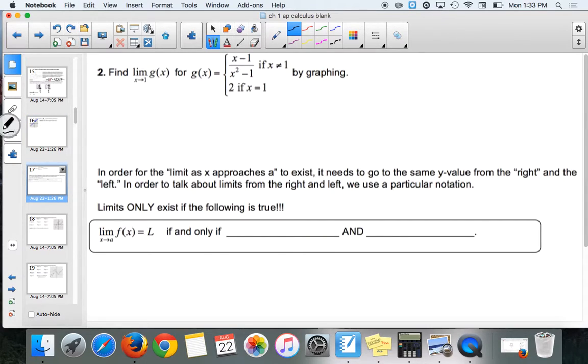All right, so sometimes it won't always be that easy. This one's a little bit different. This is a piecewise function. We have g of x equals x minus 1 over x squared minus 1 if x is not equal to 1. Well, what does that look like? X minus 1 over x squared minus 1 is x plus 1 times x minus 1. It reduces down to 1 over x plus 1.